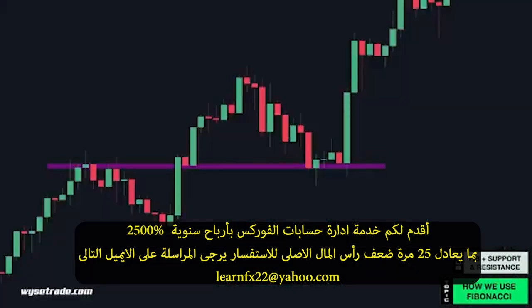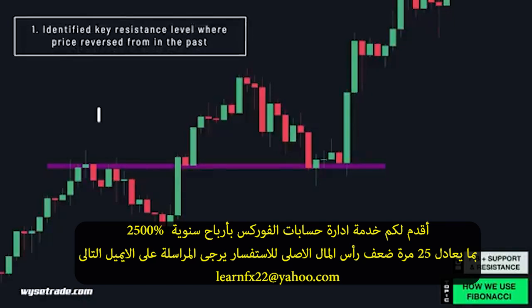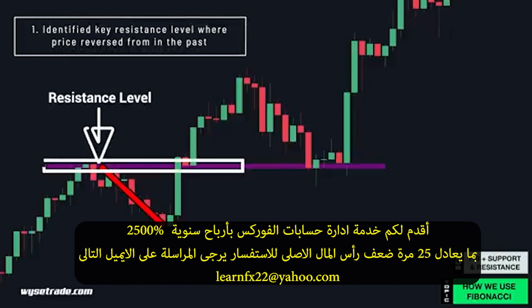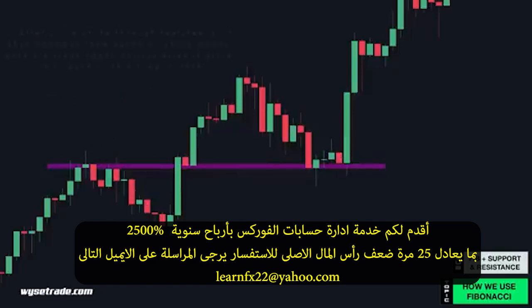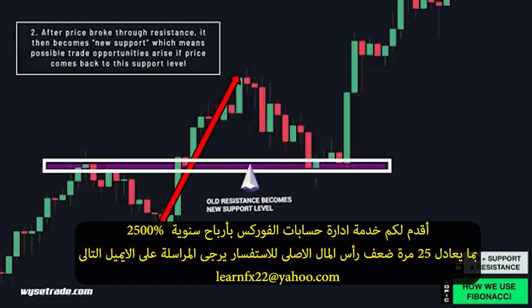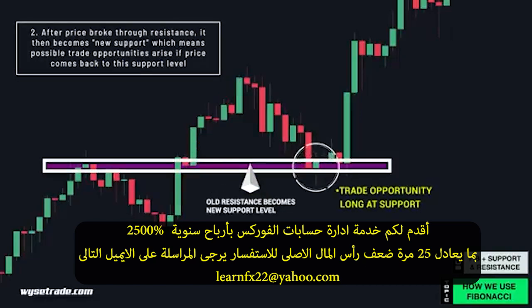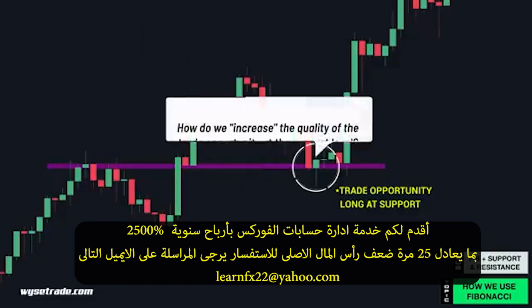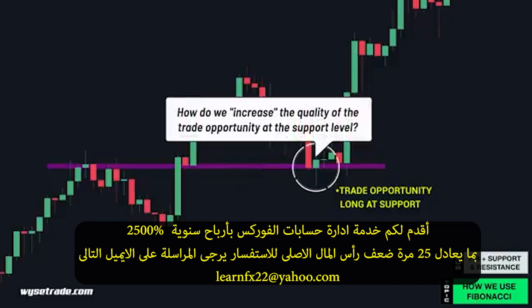So let's do this right on the charts, but from our perspective at every step. You had your key level of resistance here, so you would have had it drawn in and extended out in case price reacted to it again in the future. After price broke out, this key resistance level then becomes new support, which means if price approaches this level, there are possible trade opportunities long. So how do we increase the trade quality of this trade opportunity?